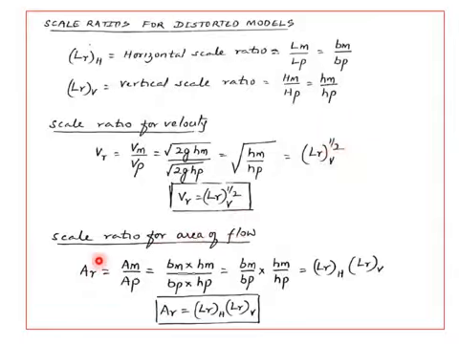Now we write the scale ratio for area of flow. Area of flow is nothing but AM by AP. So if you take a rectangular cross section, it is nothing but width into the height of water. So BM is the horizontal, BP is also horizontal. So BM by BP is LRH, whereas HM by HP is nothing but LRV. So henceforth AR is not LR square, it is LRH into LRV for the distorted models.